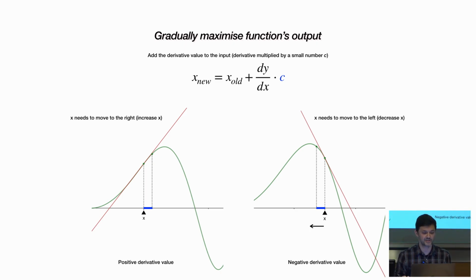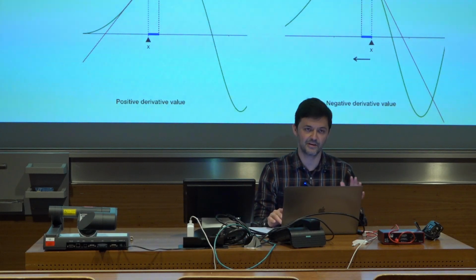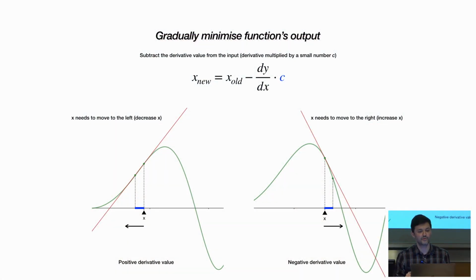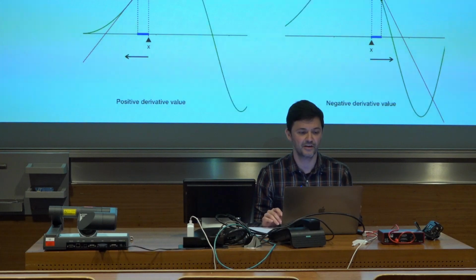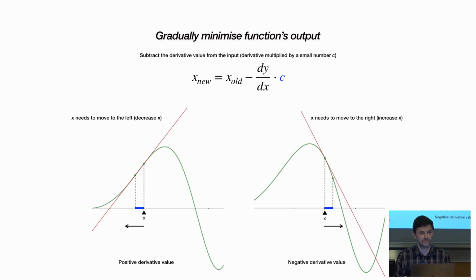So to maximize the function's output, you all know the steps. The formula is x new equals x old plus the derivative times some small number c. We'll see today that this number c is called a learning rate in machine learning. But yeah, let's not get ahead of ourselves. In the same way, if we want to gradually minimize the function's output, the formula is very similar, except we have a different sign in front of the derivative. We are now subtracting the value of the derivative multiplied by a small number from x old, and we get x new, which will minimize the output of this function.